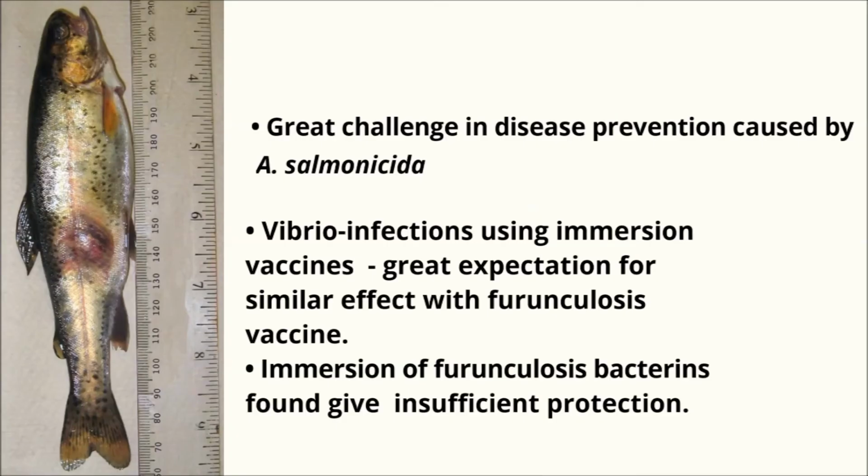In salmonids, the great challenge in disease prevention was furunculosis caused by Aeromonas salmonicida. Based on the positive experience with prevention of vibrio infection using immersion vaccine, there were great expectations for a similar effect with a furunculosis vaccine. However, immersion with the furunculosis bacterium was found to give insufficient protection. Injection of simple whole cell culture bacterin stimulated protective immunity, but the magnitude and duration were less than desired.